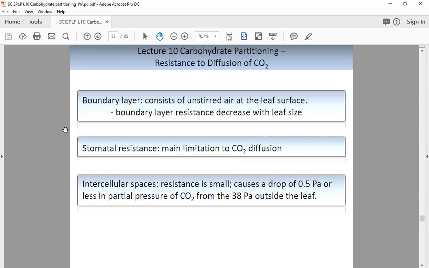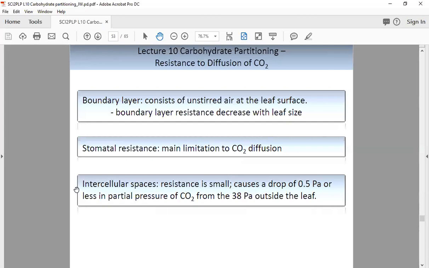Next, we have resistance to carbon dioxide diffusion by the stomatal pore, and this is referred to as stomatal resistance. Stomatal resistance is generally much greater than the boundary layer resistance because when you think about it, air is very rarely still. So the air within the boundary layer is constantly being stirred. So the main limitation to carbon dioxide diffusion is this stomatal resistance. In other words, when you think of stomatal resistance, think about whether the stomatal pore is open or closed.